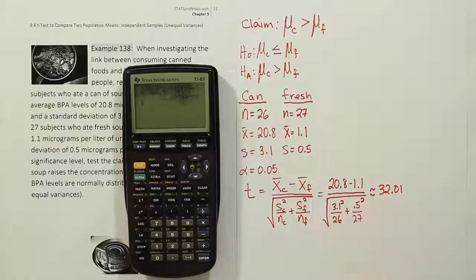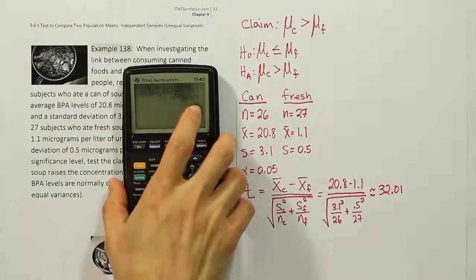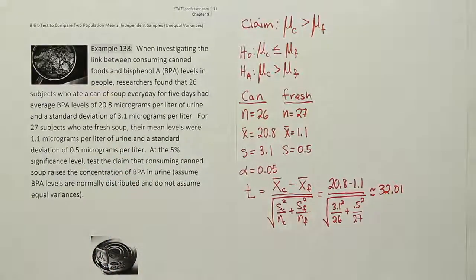32.01. This is a problem where you would not really need a critical value, because this test stat is so large we have to reject the null hypothesis. But we're going to go ahead and get the critical value because it's a skill set that we need to practice. So let's work that out.